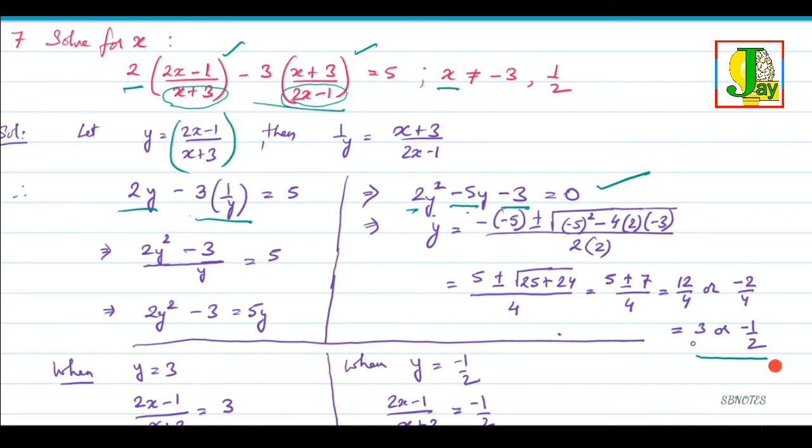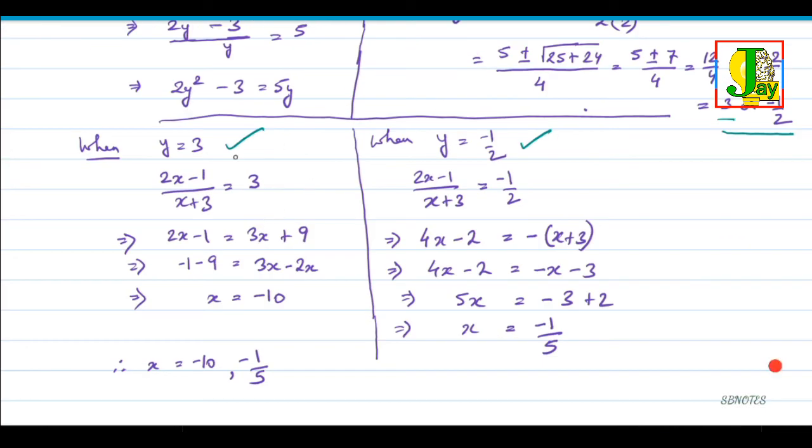So we have two y values, so one is 3 and one is minus half. So when y is 3, we have some value of x, and when y is minus half, we have some value of x. So these are just simple calculations. In place of y, we put the value of y here, and we find out that x is minus 10, and here in place of y, again using the same value, we get x equals to minus 1 by 5. So the two values of x are minus 10 and minus 1 by 5. I hope you understood this trick.